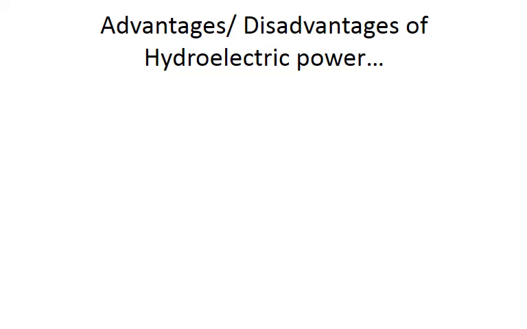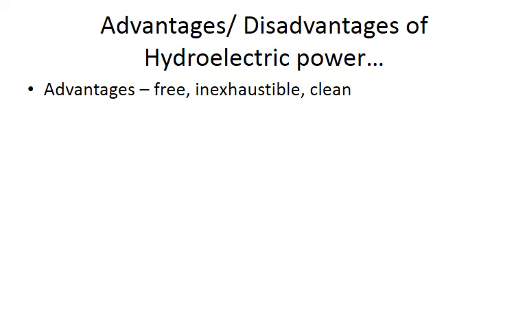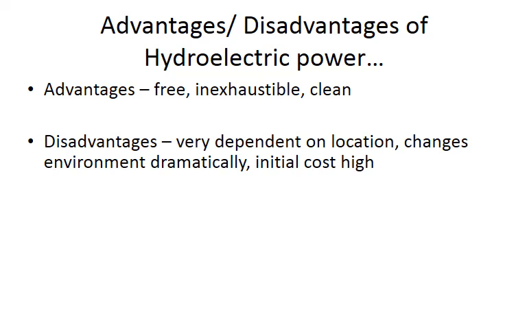Now, it's important to know the advantages and disadvantages of each of the different types of energy situations. For hydroelectric power, the advantage is that it's free, right? You're getting your resources from a flowing river. It's inexhaustible, it just continues flowing, and it's clean. Now, the disadvantages are that it's very much dependent on the location. It changes the environment dramatically, right? So you set up a dam, it's going to flood a whole area, so that can be a big issue. And then the initial cost is high.